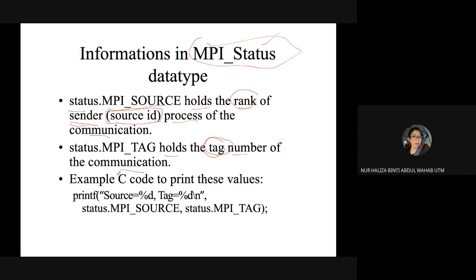For example, in the C code, you can see it prints source equal to this one and tag equal to this one. So in your MPI, you are going to put status.MPI_SOURCE, so this one is your from source, and status.MPI_TAG. So this is an example of how you can write and use it in your MPI using C code.